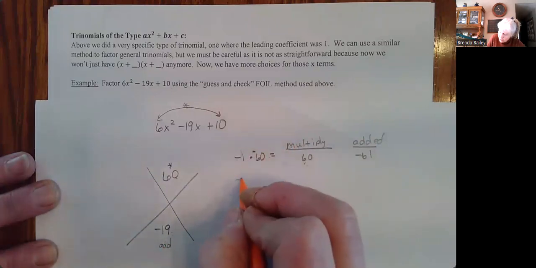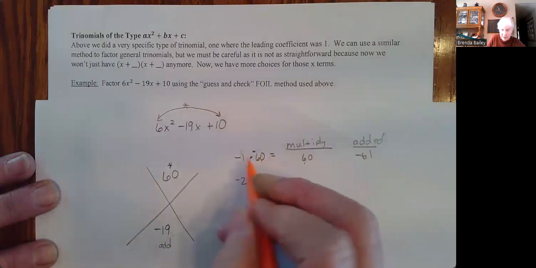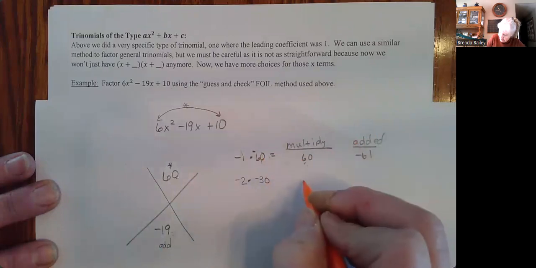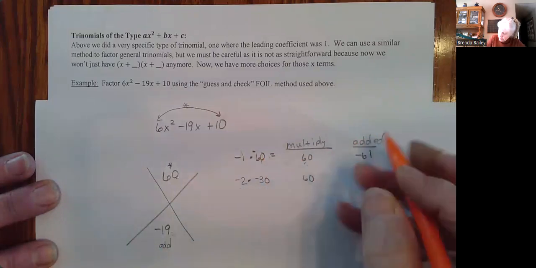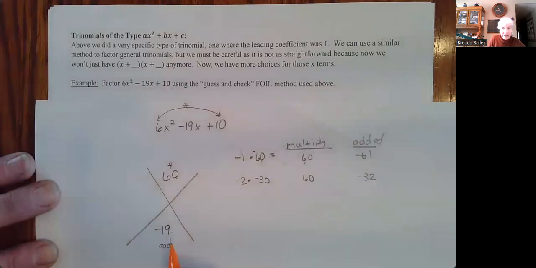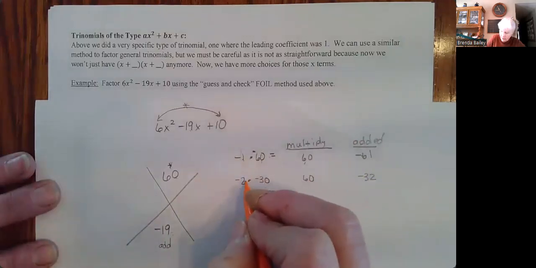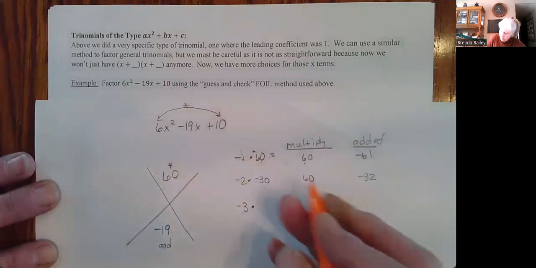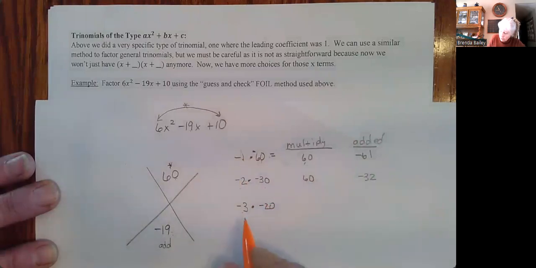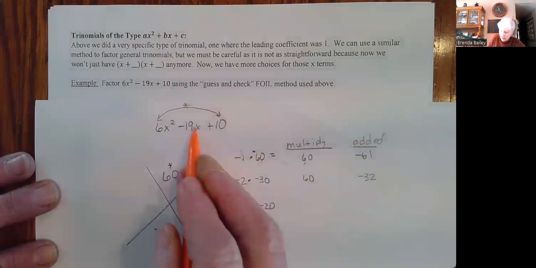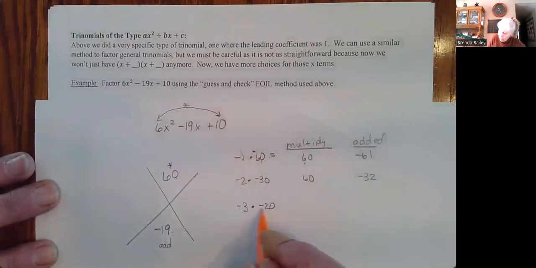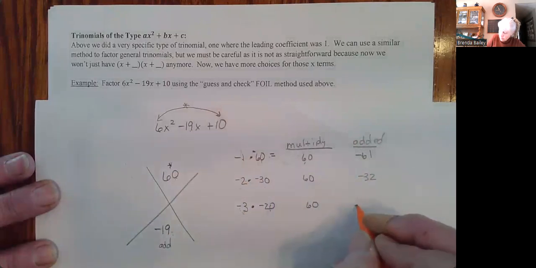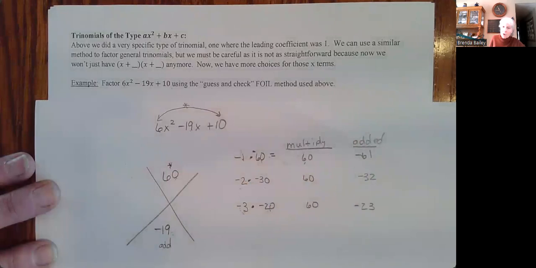Let's try -2. Does -2 go into the 60? Yes, it does, -30. So that gives us 60, and added gives you a -32. We need -19, so let's go to the next number. We did -1, -2. Let's try -3. 60 divided by -3 is -20. The reason they're negatives is because I wanted a -19. Multiplied together, you get 60. Added together, you get a -23. That doesn't work.